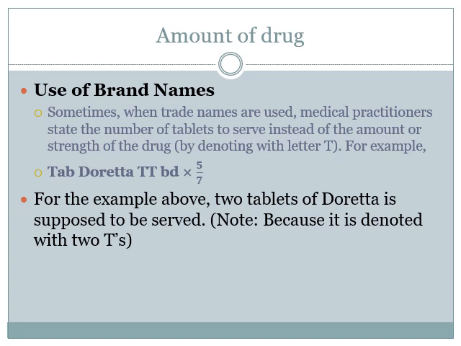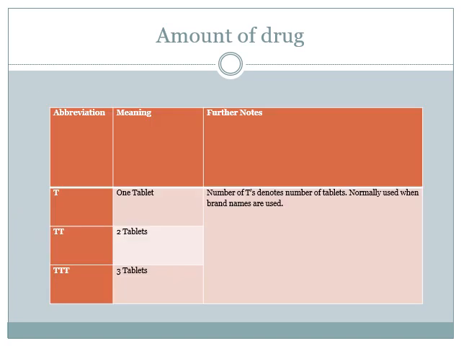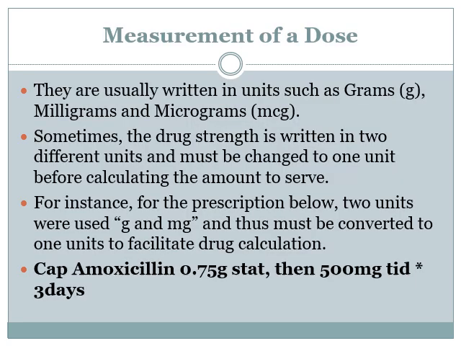So the T is actually telling you the number of tablets that you are supposed to give. At times, it is normally used when brand names are used. So this gives further explanation. T is 1 tablet, TT is 2 tablets, TTT is 3 tablets.